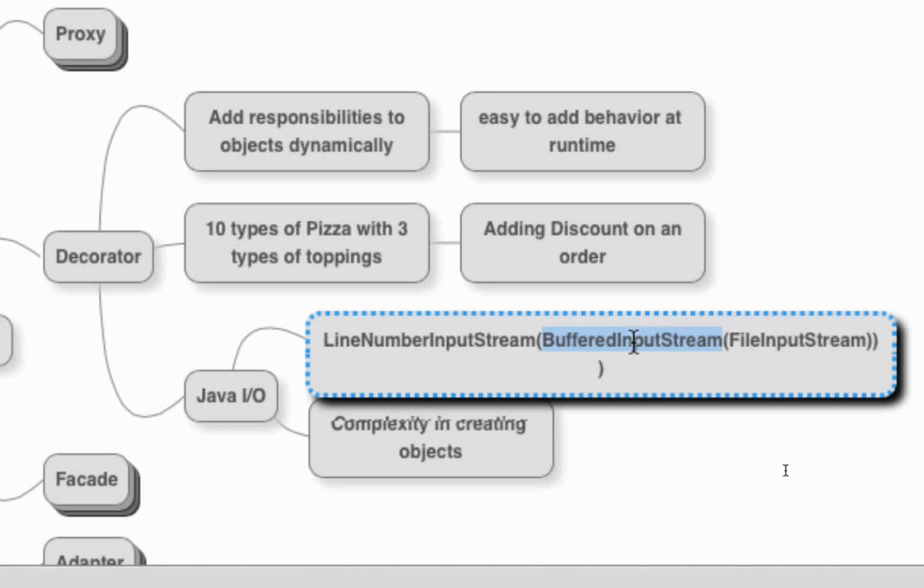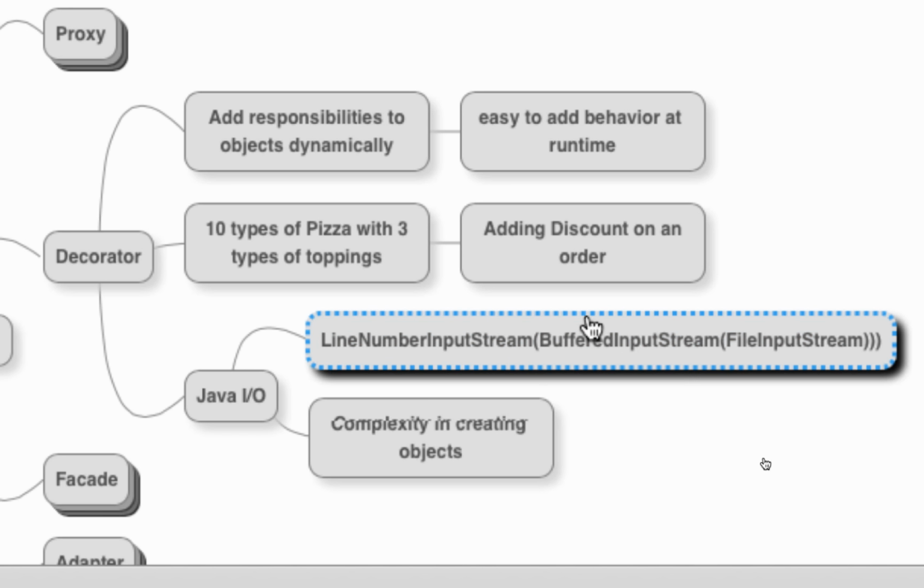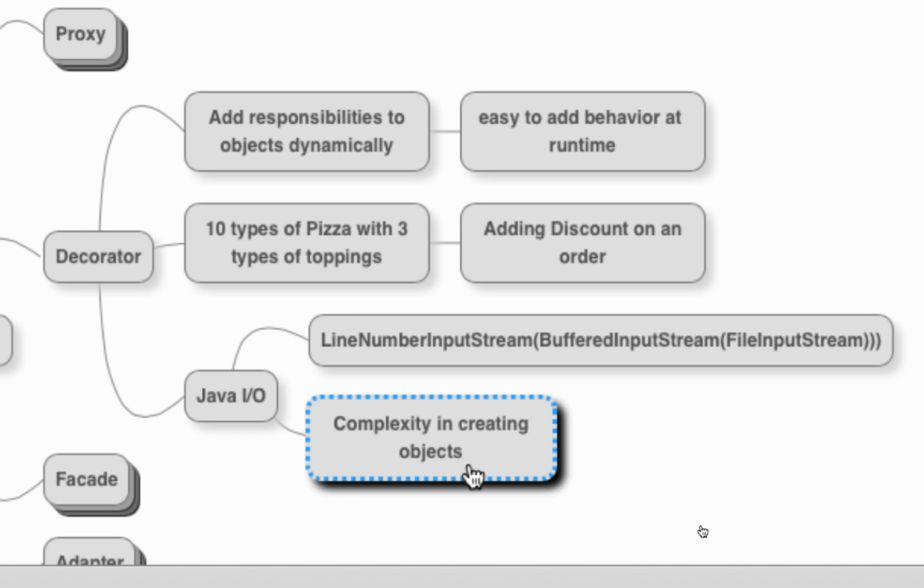To any buffered input stream, you can add the functionality of getting the line number of what line you are reading by adding another decoration called line number input stream. That's why you would see that in Java IO, the creation of the classes is a little complex. You need to understand the entire structure, and only then you would be able to create the object. So there is a complexity in creating objects.